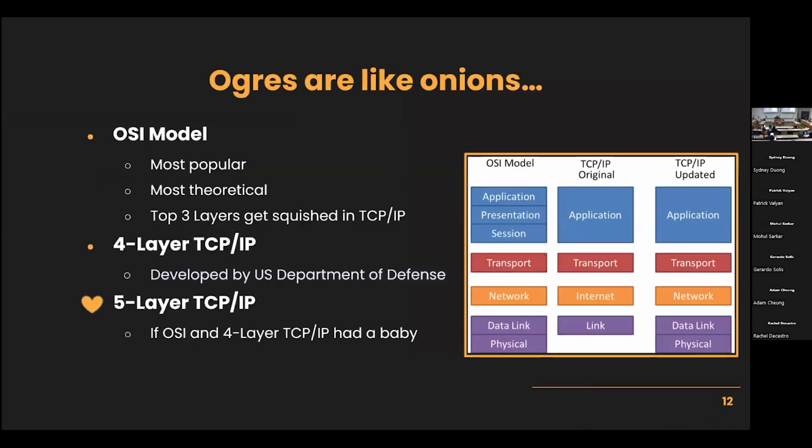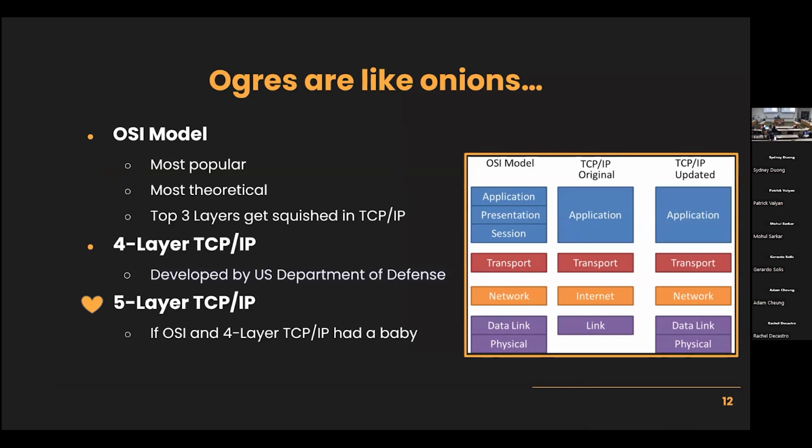Ogres are like onions, and networks are the ogre, essentially. They have layers. For the context of this, it can be a little complicated to conceptualize because there are so many different ways people want to explain this. Even the Department of Defense has their own way. Personally, I like the 5-layer TCP/IP model, but basically they're all the same model. It's just that they are squished down in different ways.